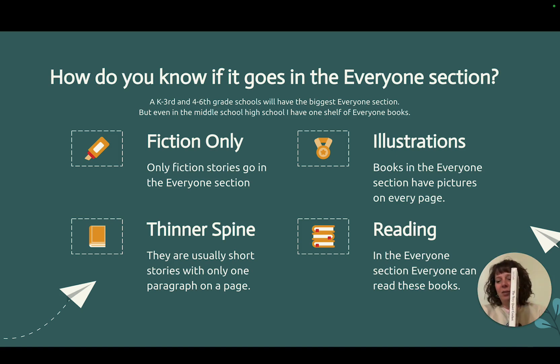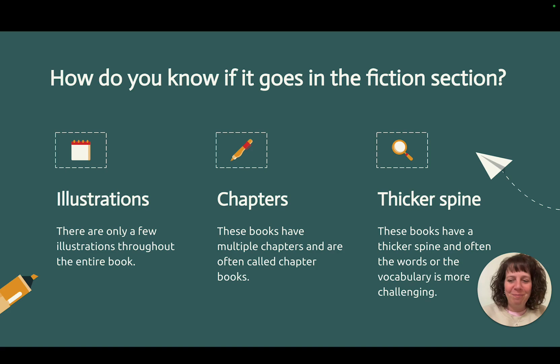the spine is very thin. And it also has just a few words on each page, just a small paragraph with lots of illustrations. And everyone can read the books in this section. So we like to call it the everyone can read section. So I love that about it.